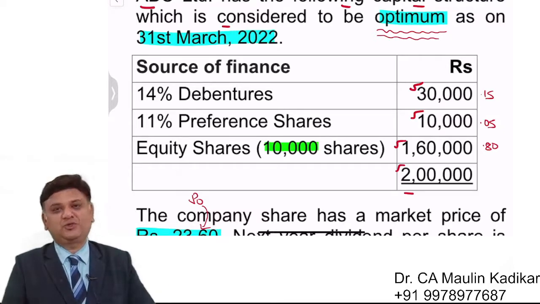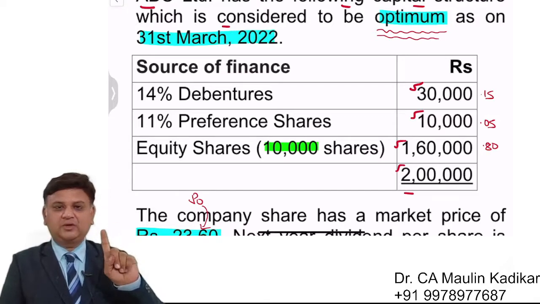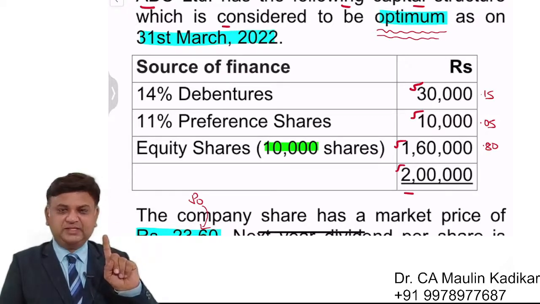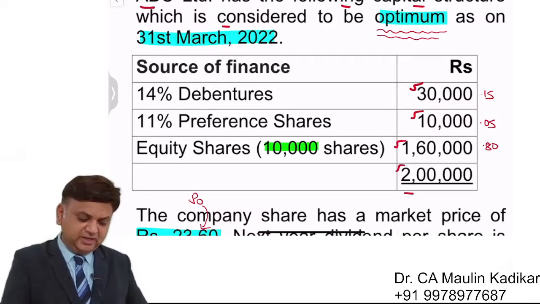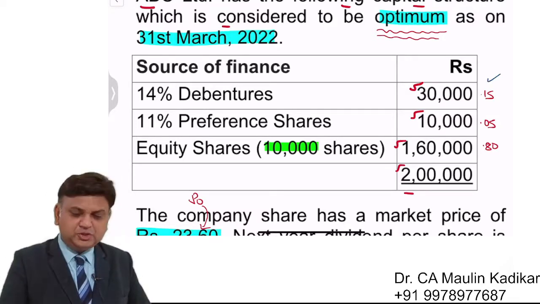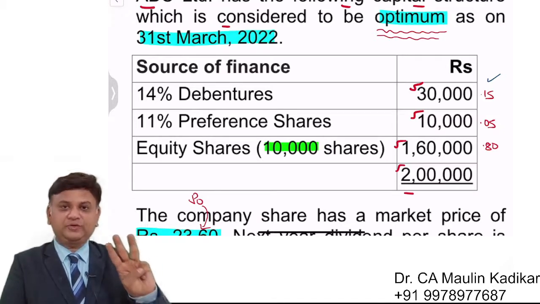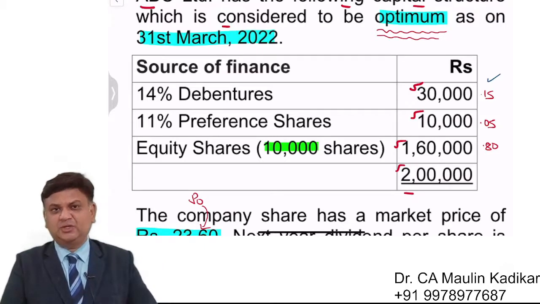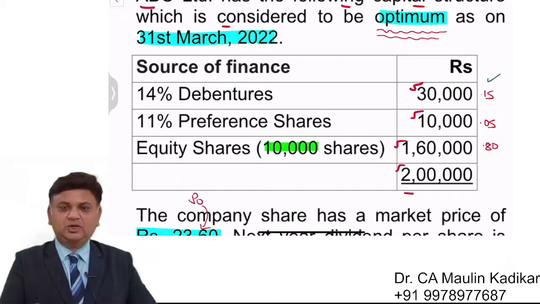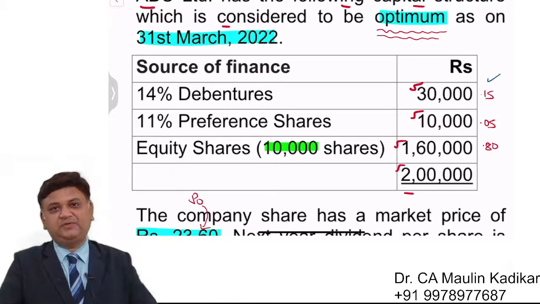The second important thing, friends, is that we already have the cost of individual source of finance, which we have calculated in the A part of the question, and the proportion of each source of financing in the capital structure. We will compute the weighted average, and this is the weighted average or marginal cost of capital of the company when there is no new equity share capital financing.